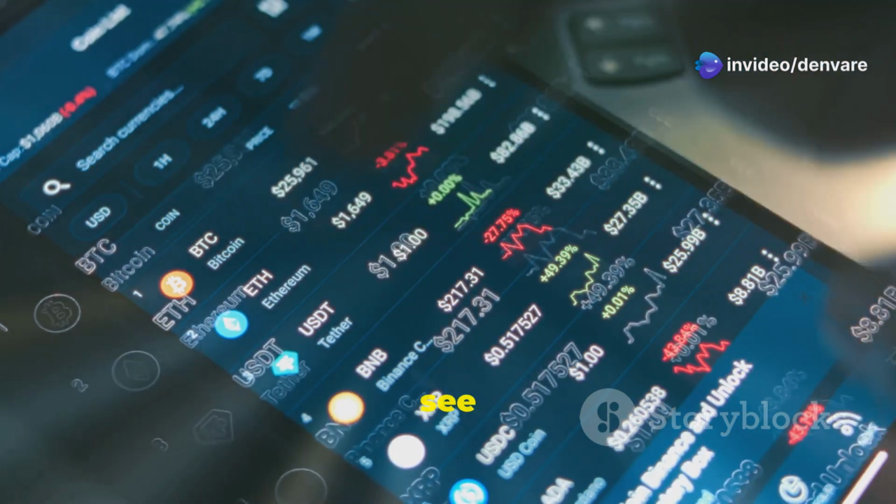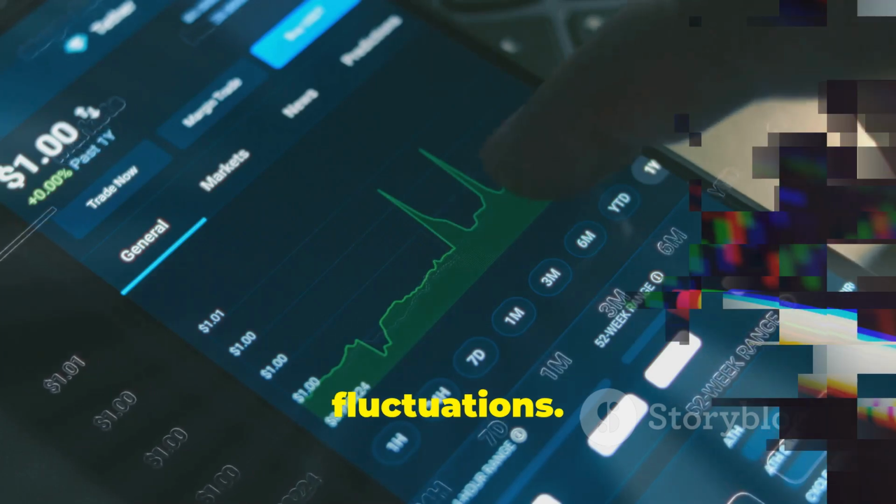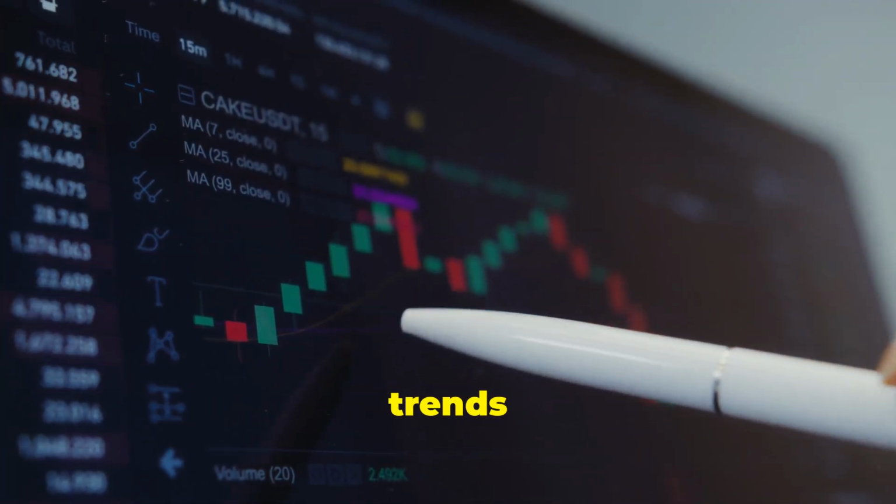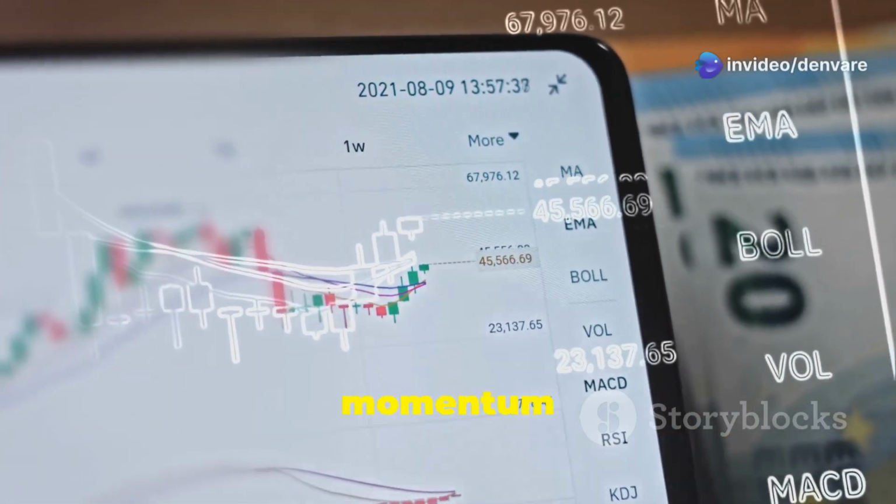Customize the time frame to see daily or hourly fluctuations. Use drawing tools to highlight trends or support and resistance levels. Indicators provide deeper insights into momentum and technical aspects.